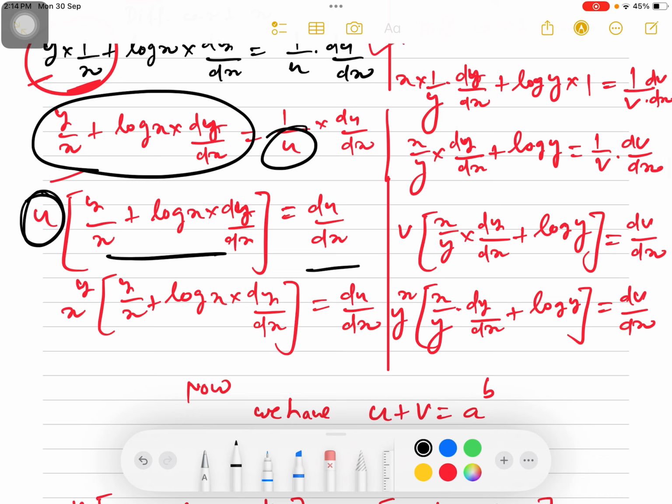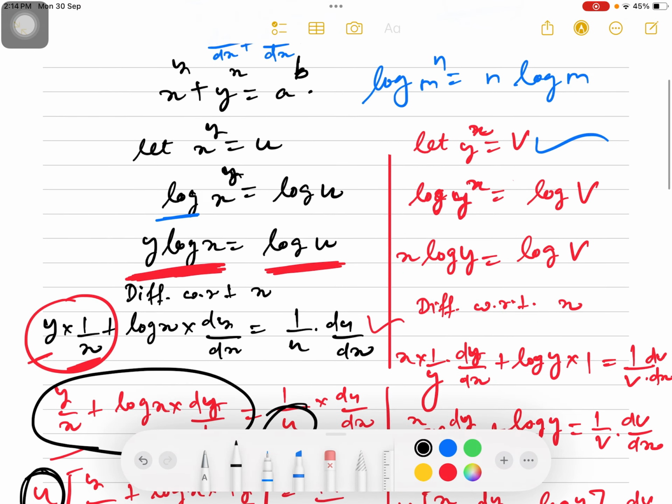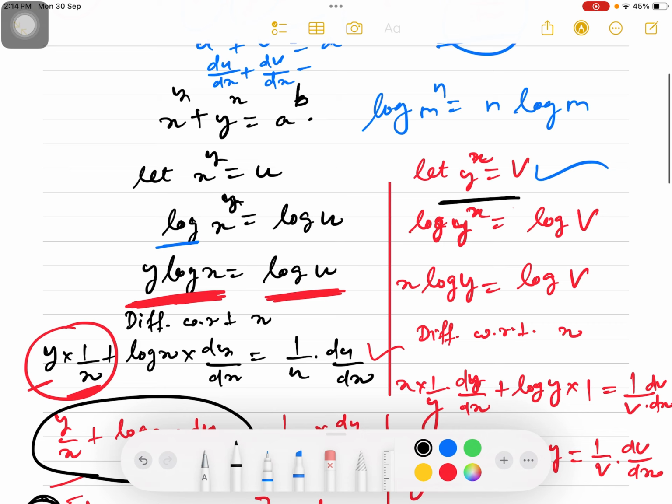Now they have not given the function in u. We only supposed u equal to x^y, so I substituted x^y, and everything else I wrote the same. Now we found the value of du/dx. Similarly, now we can find the value of dv/dx from the second thing.